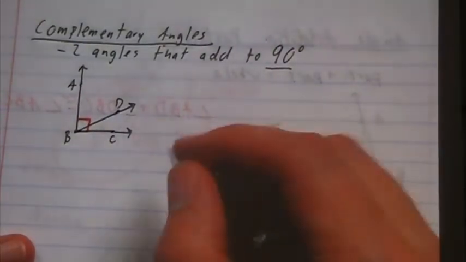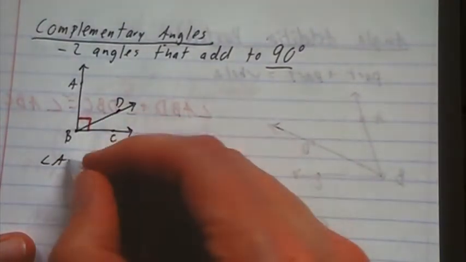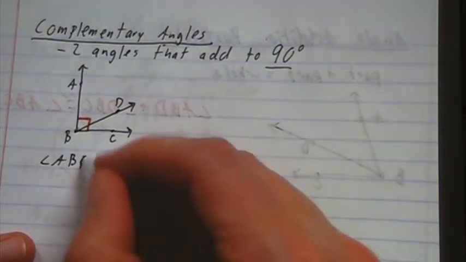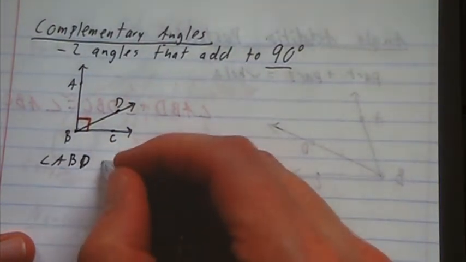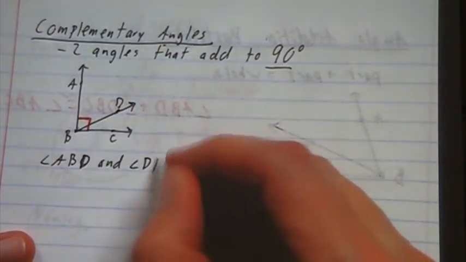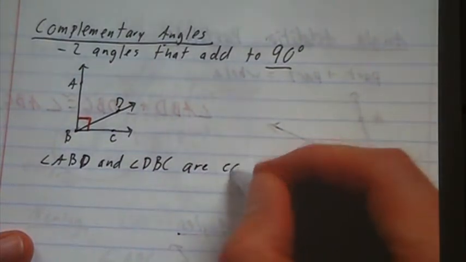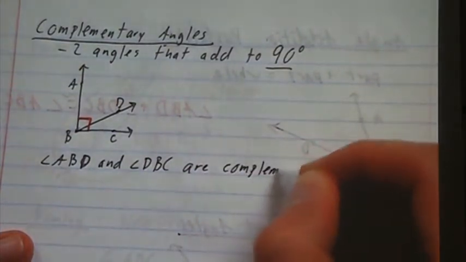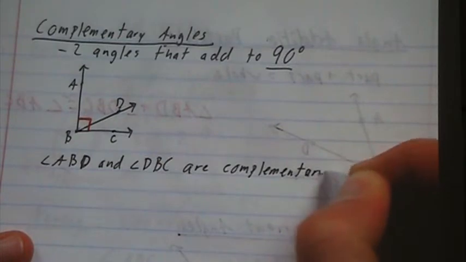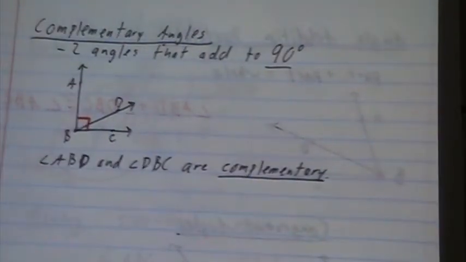So we would say angle ABD and angle DBC are complementary. So complementary adds to 90.